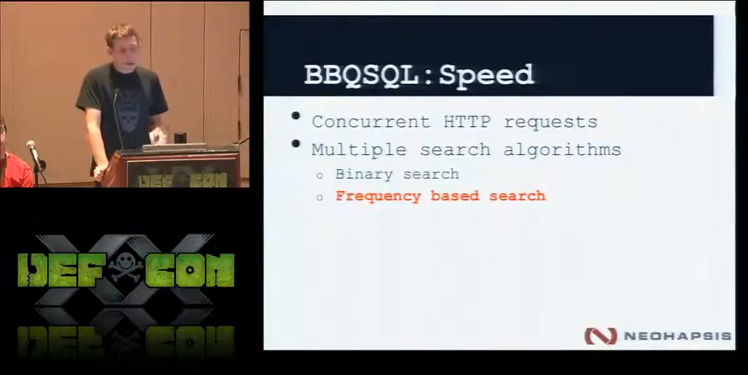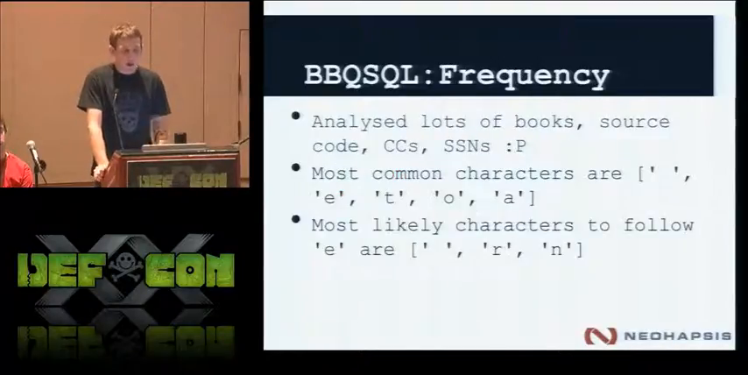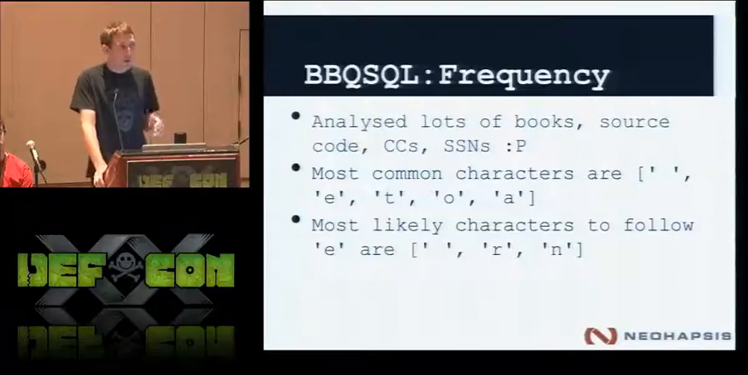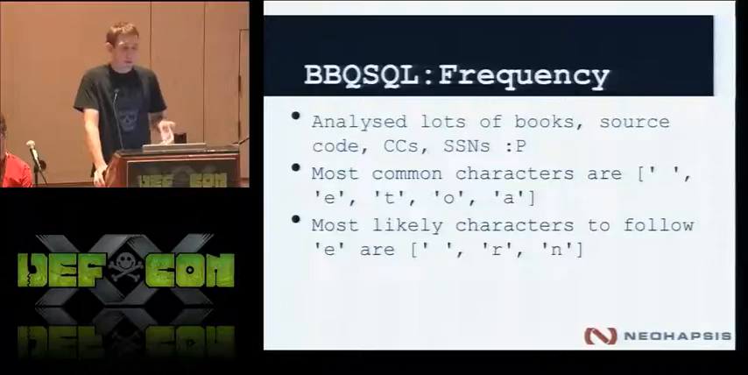The other thing that we're playing with, and it can be beneficial in some instances, is to do frequency-based search. I know some other tools have done this before. I decided to try it myself. It's fun. So what I did is I analyzed thousands of open source books for character frequency. And what I found, which isn't surprising for anyone who's done any cryptography, is that the most common character in all of these books was the space character, followed by E, followed by T, followed by O, followed by A.